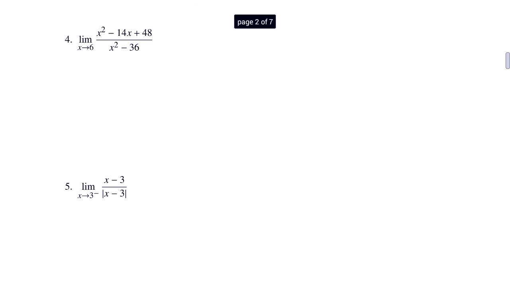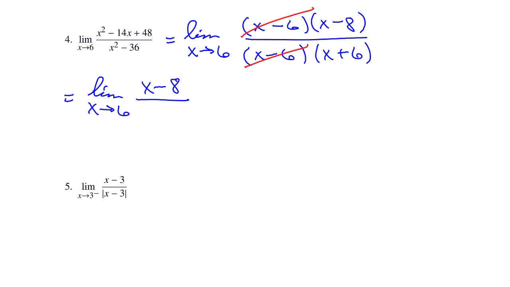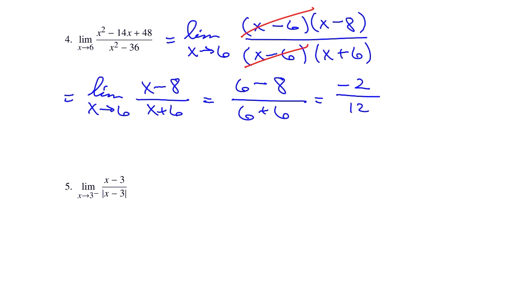Number 4, if you try to plug in 6, you get 0 on the top and the bottom. So we need to factor. So we're going to get x minus 6 and x minus 8 on the top, x minus 6 and x plus 6 on the bottom. So we try to cancel, and we can. We can cancel the x minus 6. That leaves me with the limit as x goes to 6 of x minus 8 over x plus 6. So that would be 6 minus 8 over 6 plus 6, which is -2 over 12, which is -1/6.